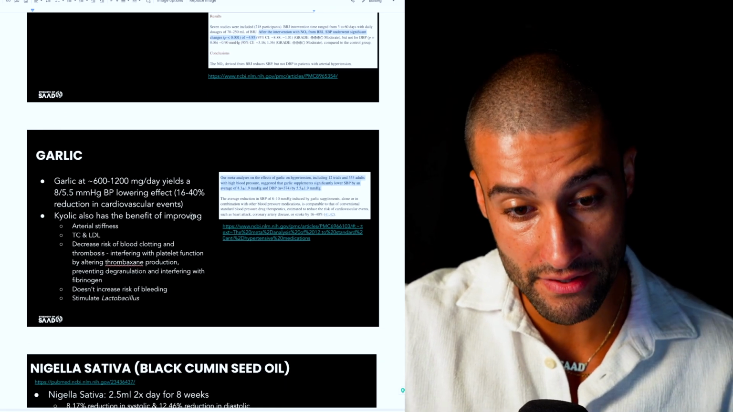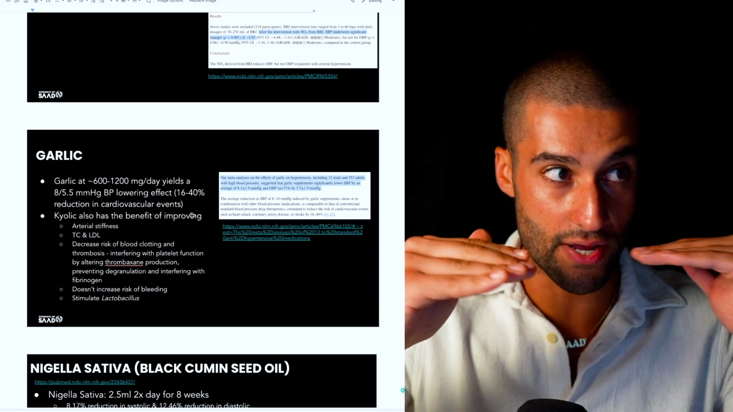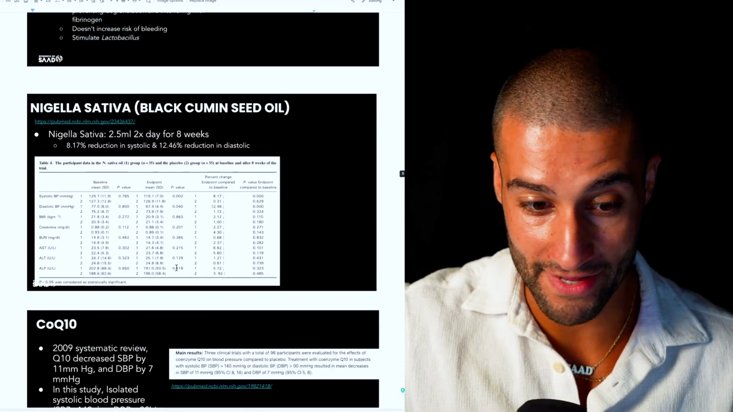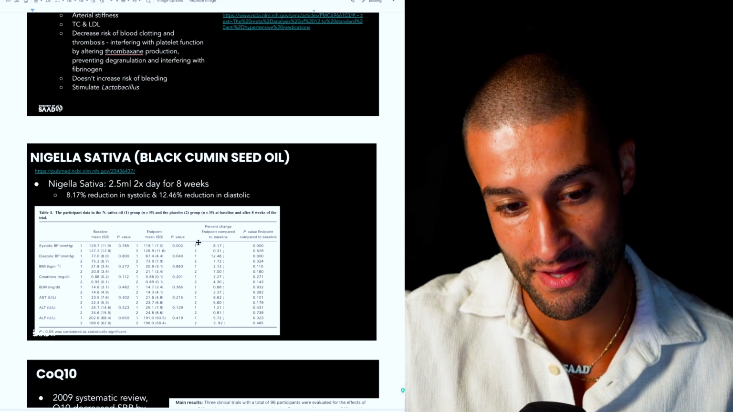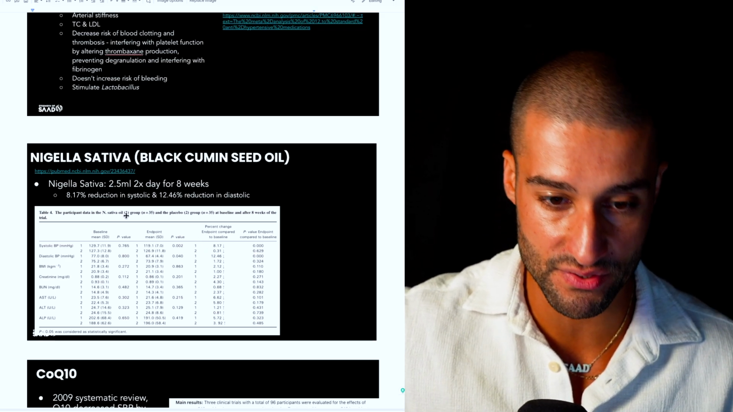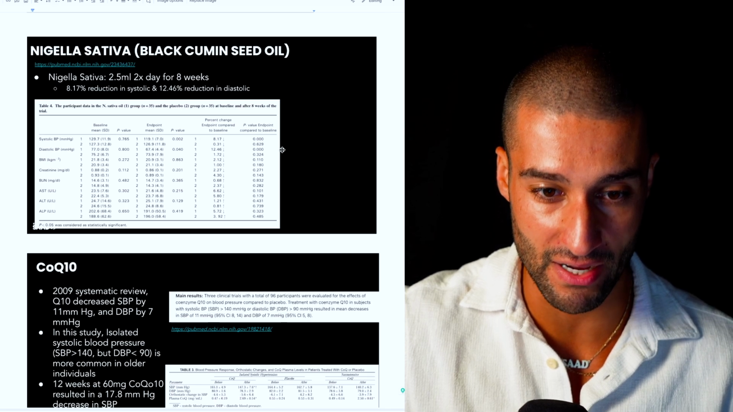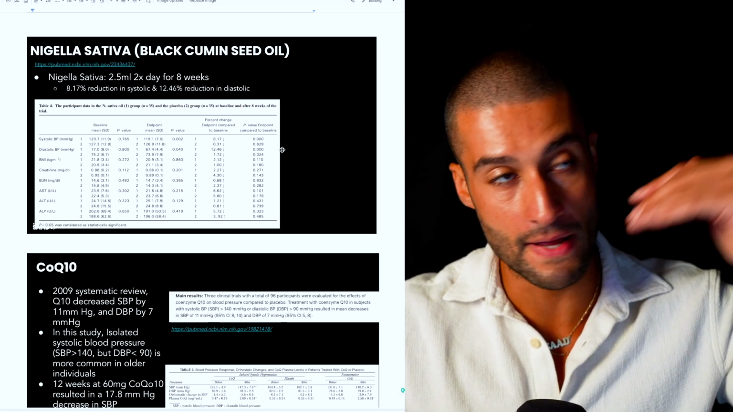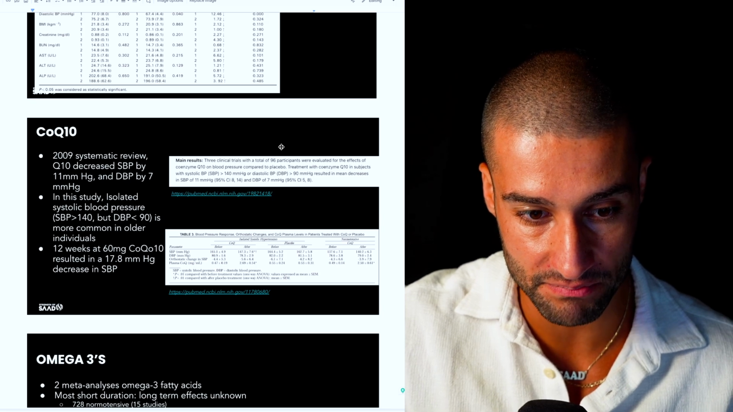We see garlic here again, actually yielding an effect on blood pressure, as we saw before with lipids. So now it's 2 for 1. Again, black seed oil, or Nigella sativa as another term for it. 2.5 mils, 2 days a week for 8 weeks. A meaningful reduction, like 10% reduction in systolic and diastolic. Systolic is the top number, the 120. Diastolic is the bottom number, 80.